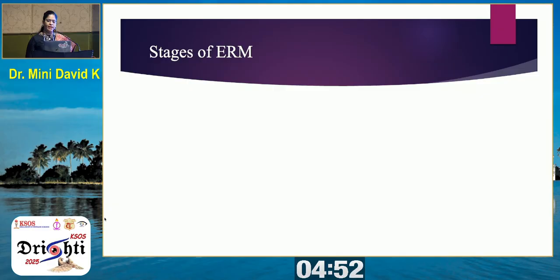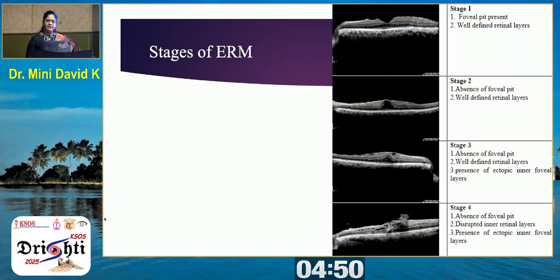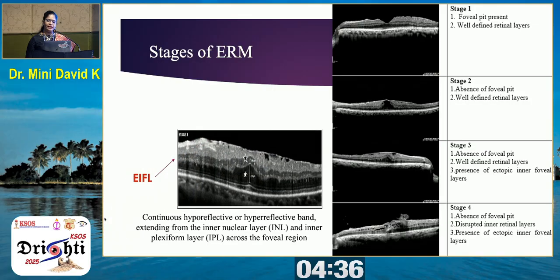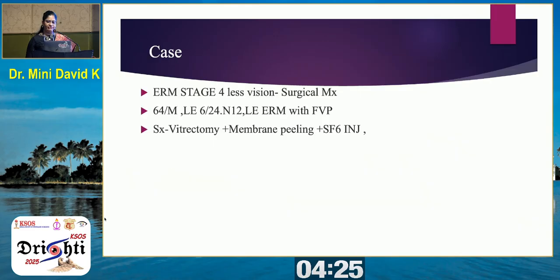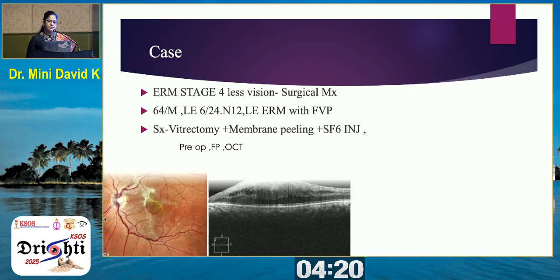Coming to stages of ERM, stage 1 is foveal pit present with well-defined retinal layers. Stage 2 is absence of foveal pit with well-defined retinal layers. And stage 3 is absence of foveal pit with well-defined retinal layers and presence of an ectopic inner foveal layer. Ectopic inner foveal layer is the continuous hyporeflective or hyperreflective band extending from the inner nuclear layer and inner plexiform layer across the foveal region. In this image, the black star indicates the ectopic inner foveal layer.